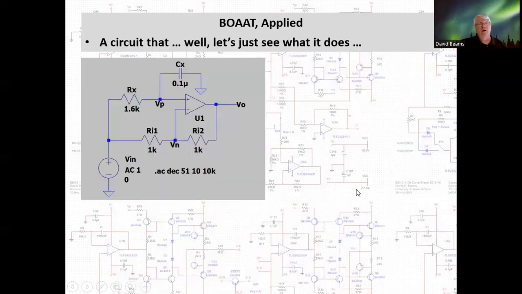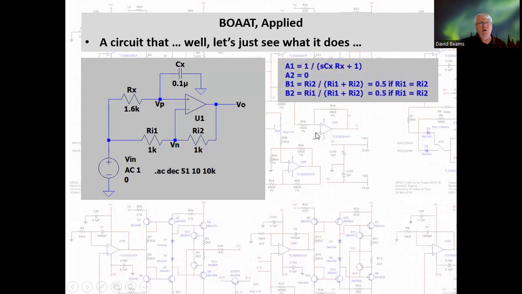Here's a circuit that, well, let's just see what it does, okay? A1 is determined by setting VO to 0, which in this case doesn't matter because there's no connection from V sub P back to VO, but we then apply an input voltage and determine V sub P, and it is determined from V in by this RC voltage divider network with C sub X as the lower branch and R sub X as the upper branch.